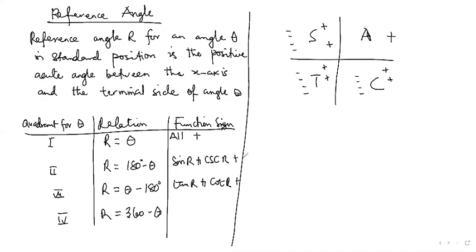When it comes to quadrant 4, cos and its inverse, the inverse of cos is sec. They are positive. The remaining are what? Negative. Okay. Now let's move on.